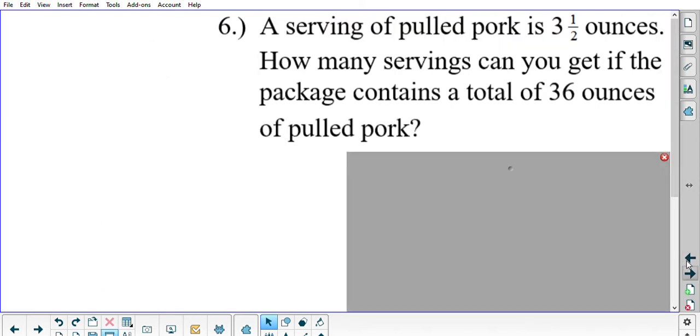All right, time for you to hit pause on the video, read number 6, do number 6 on your own, and then hit play when you're ready to see how you did. All right, let's see how you did. Hopefully, you realize this is another division problem because we are asking how many servings can we get when we know each serving is 3 1/2 ounces. How many of those 3 1/2 ounce servings can we get from a total of 36 ounces of pulled pork?